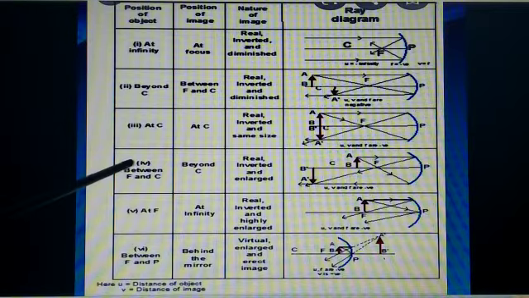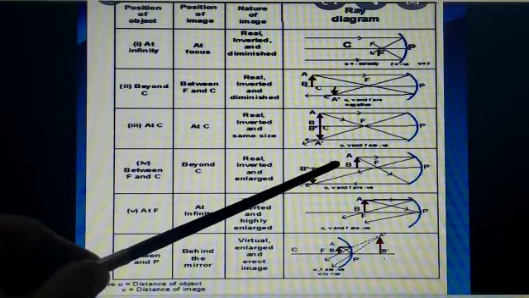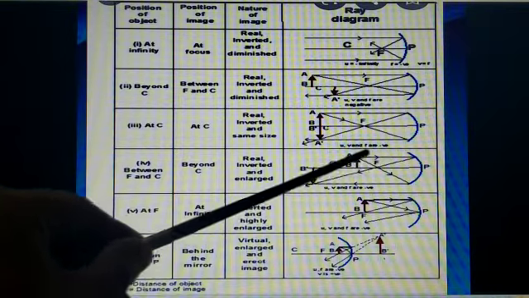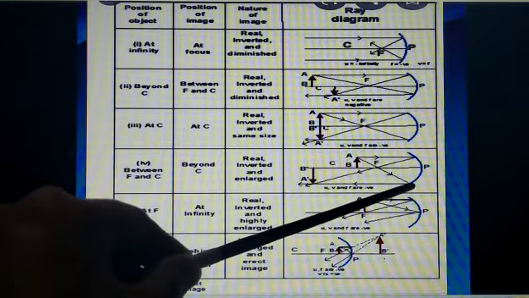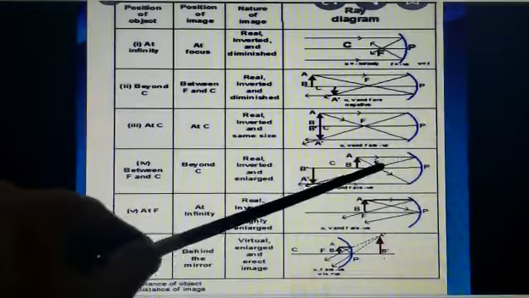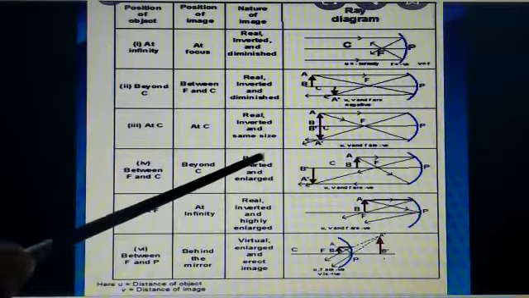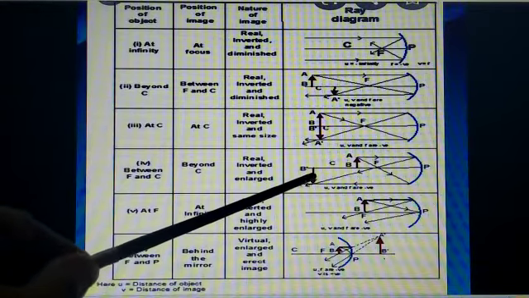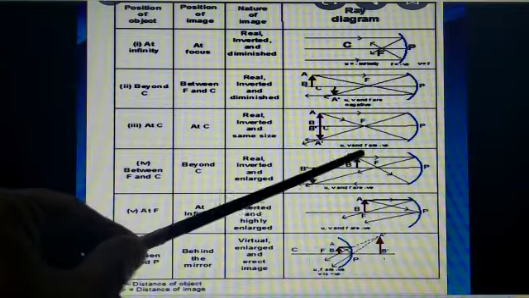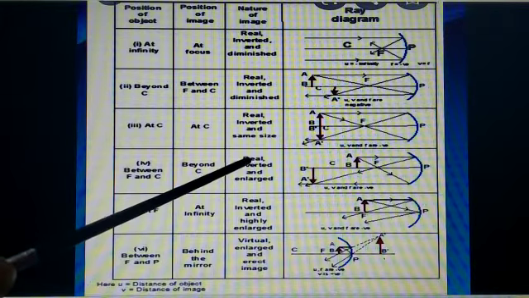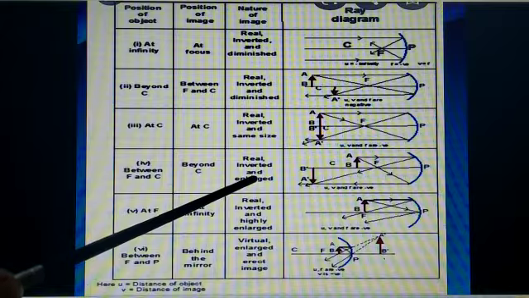And next, if the object is placed between F and C, see here, C and F. Then also two light rays we can consider: one is parallel and the second passes through the focus. After reflection, they intersect beyond C. And beyond C, how is the size? That is enlarged. Compared with the object, the size of the image will be enlarged. So real, inverted and enlarged.